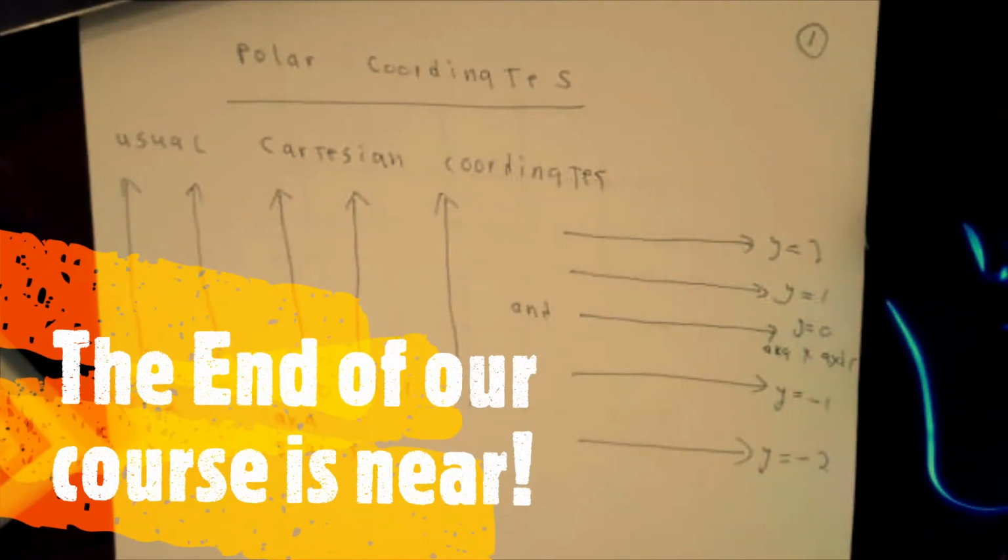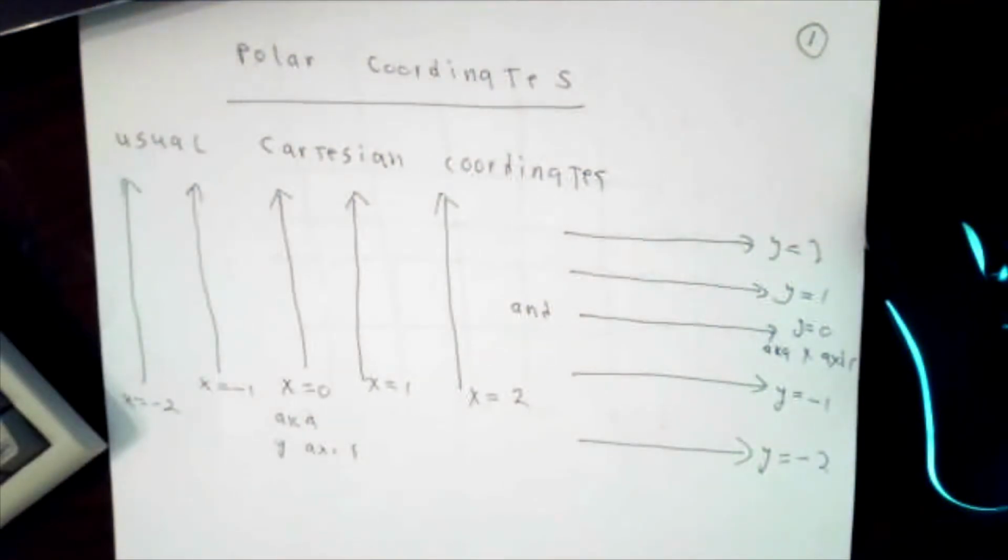I want to talk about polar coordinates today, and I want to start off by talking about the usual Cartesian coordinates, except from a certain point of view that maybe we're not used to. In the plane, you could have graphs of things.